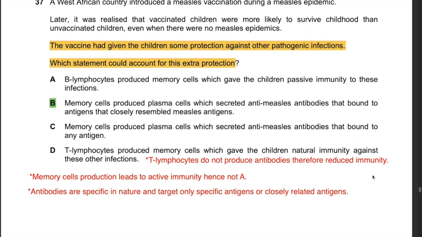C. Memory cells produce plasma cells which secreted anti-measles antibodies that bound to any antigen. That is incorrect, as anti-measles antibodies cannot bind to any antigen. They only bind to antigens which are specific in nature. D. T lymphocytes produce memory cells which gave the children natural immunity against these other infections. T lymphocytes do not produce antibodies, therefore reduced immunity and reduced protection against other pathogenic infections. Therefore, D is also incorrect. And that leaves us with the answer being B.